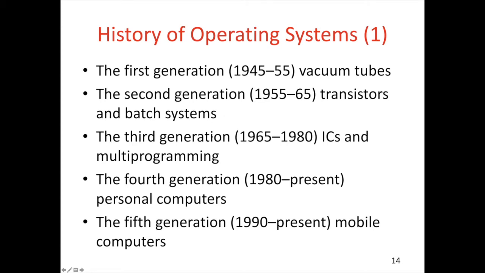In the third generation, between 1965 and 1980, we see integrated circuits and multiprogramming. In the fourth generation, which is from 1980 to present, we have personal computers. And for the fifth generation, which is from 1990 to present, we have mobile computers.